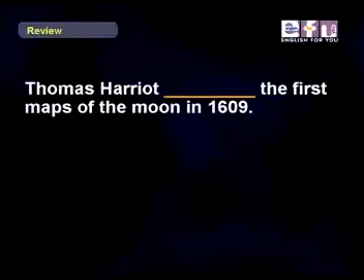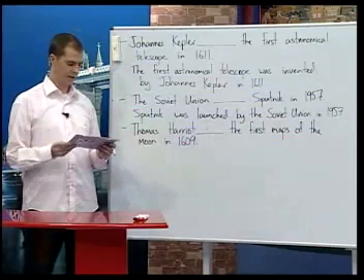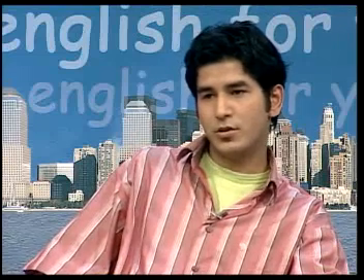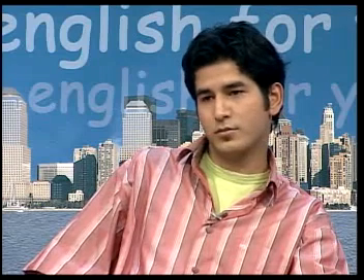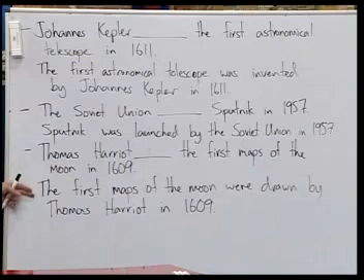And Luis, last one for you. Now, Thomas Harriot, something, the first maps of the moon in 1609. The first maps of the moon were drawn by Thomas Harriot in 1609. Excellent. The first maps of the moon were drawn by Thomas Harriot in 1609. Excellent job, everybody. Superb job.